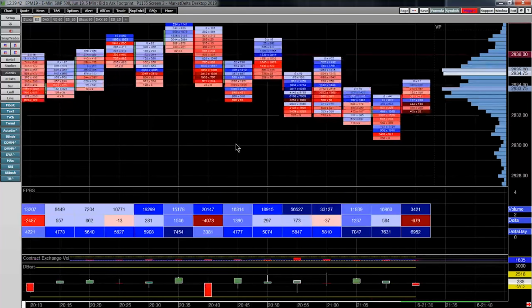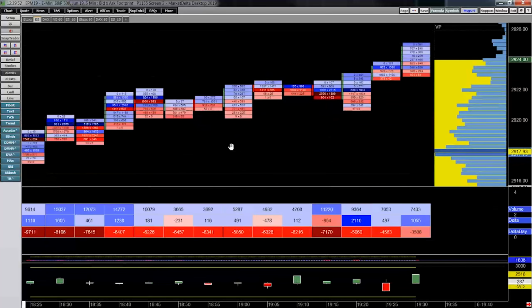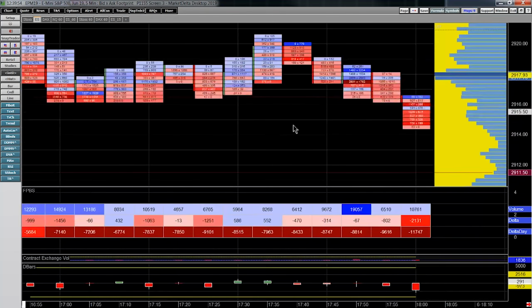Now, why am I showing you this? I'm showing this because the first and most important thing is to make you aware that, yes, I do take losses. Yes, I do have biases. Yes, I believed that S&P was going to dump and go more aggressively to the downside.